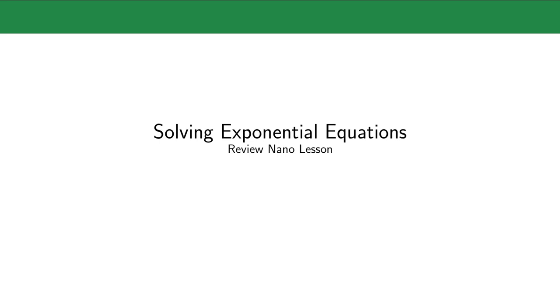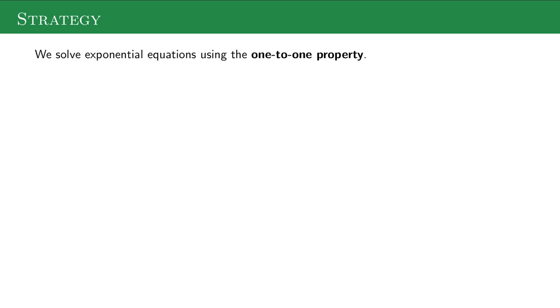In this review video, we're going to talk about solving exponential equations. And in this video, we're going to talk about solving equations using the one-to-one property. What does that mean? It means if I have two exponentials that are equal, the only way that's possible, it turns out, is if those exponents are equal. So we kind of ignore the bases and just set the exponents equal. And this turns an exponential equation into a simpler equation.